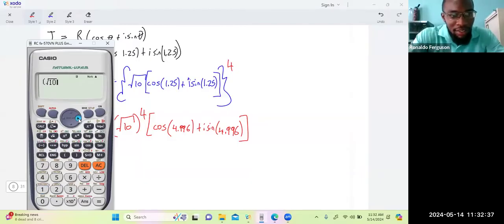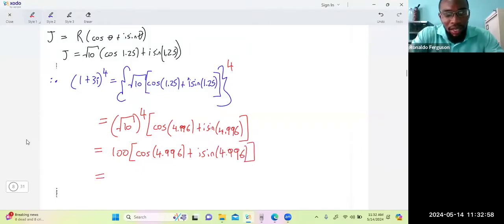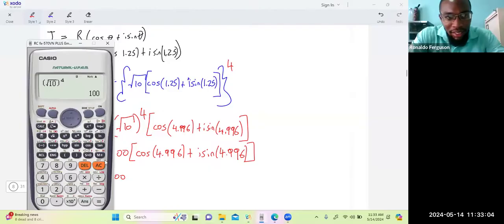Root 10 raised to the fourth power, and we're getting 100. This is equal to 100 times cos 4.996 plus I sine 4.996. And then now you multiply. So work out now cos 4.996. To see it here, guys. Remember our tan inverse 3 was this. We multiply by 100. Boom. Why did I multiply it by 100?